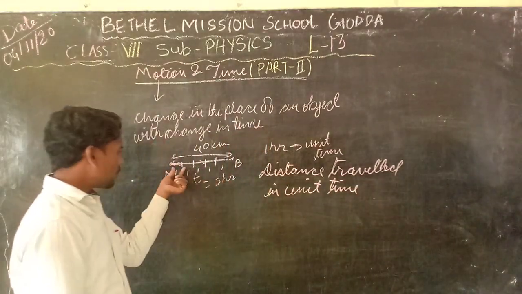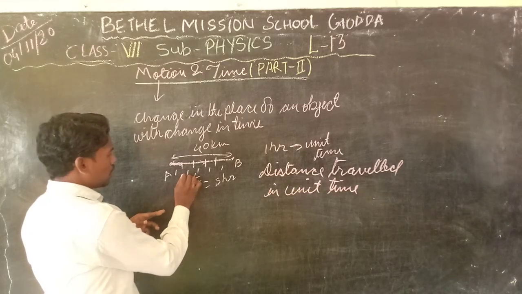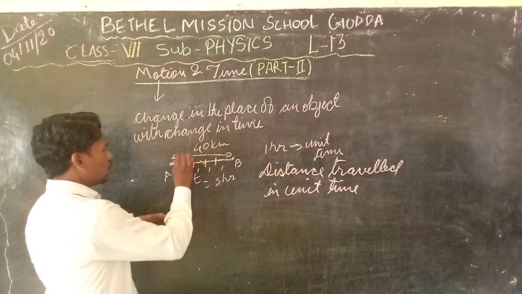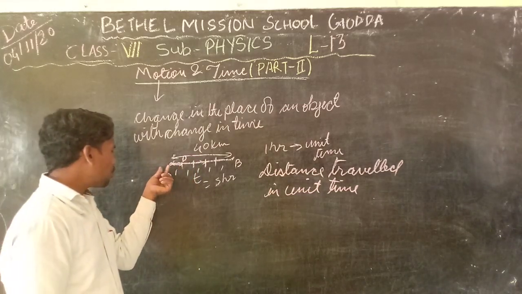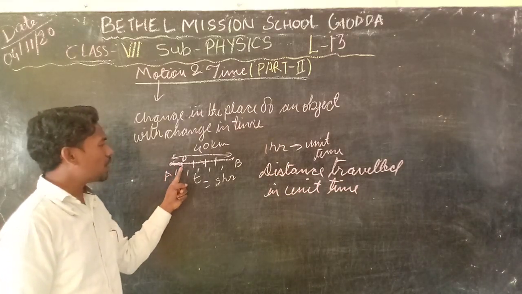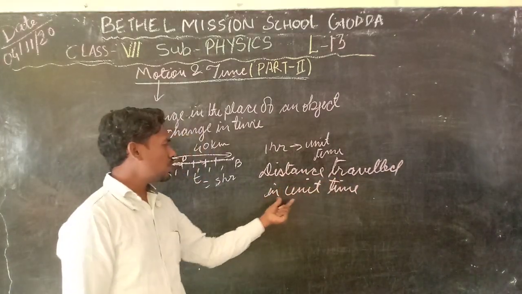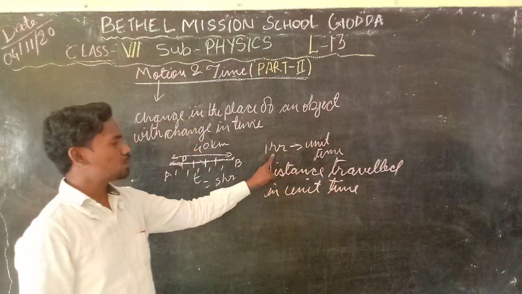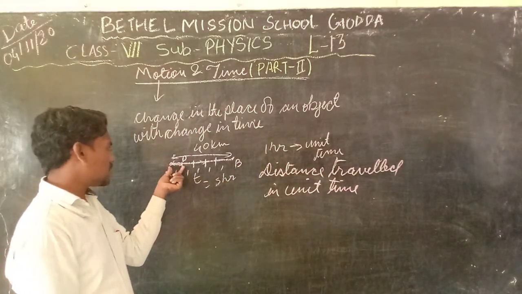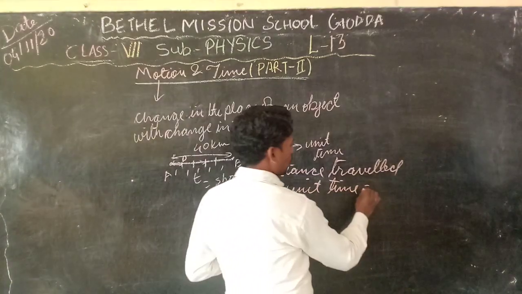You might have seen that a certain amount of distance, let this point be P. The person moved from A to P in 1 hour. So there was a certain amount of distance traveled in a unit time. What is the unit time? Unit time is 1 hour. So this distance traveled in 1 unit time is called speed.